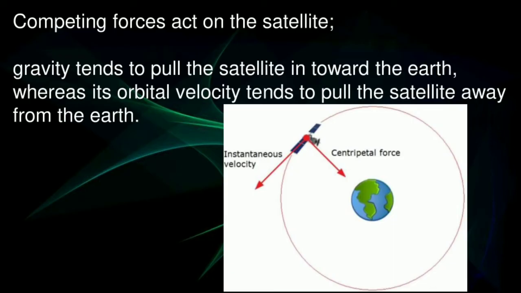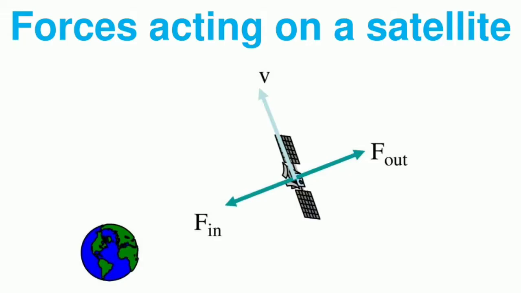Competing forces act on the satellite. Gravity tends to pull the satellite in towards the Earth, whereas its orbital velocity tends to pull the satellite away from the Earth. This figure shows a simplified picture of the forces acting on an orbiting satellite.